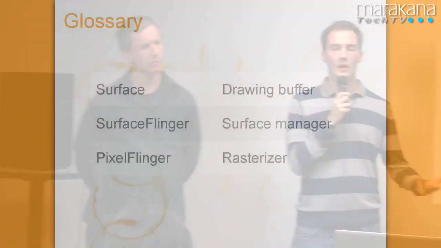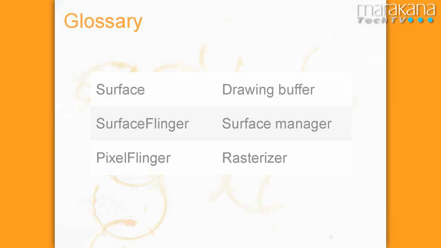Surface. Surface is basically a drawing buffer. Every window in the system is backed by a surface. It has various names on different platforms, but it's just a buffer, it's just a bunch of pixels. Surface Flinger is the name of the window compositor. This is what moves the windows around, does the fancy fade effects when you launch an application. It's a really nice piece of technology, and we're probably going to do some fancy stuff with it in the future. And Pixel Flinger is also something really nice.